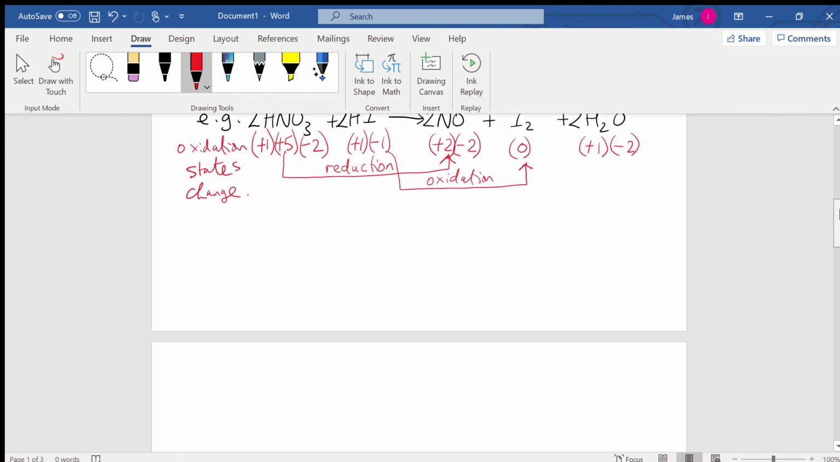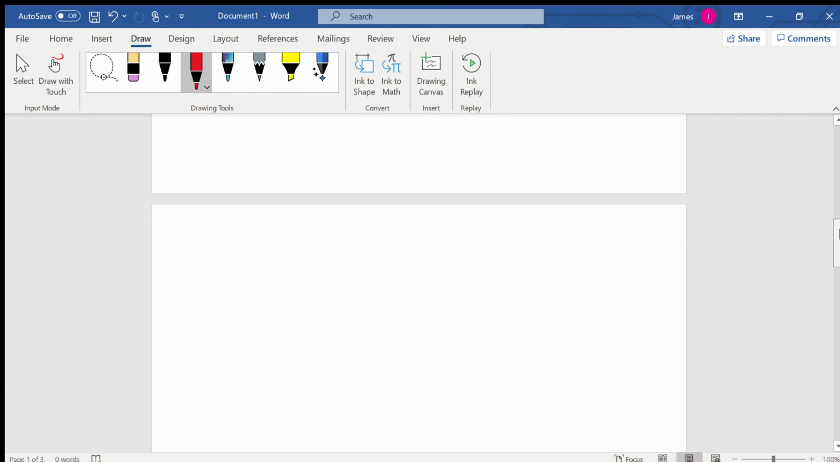Okay, moving on. So we said redox is a very common type of reaction. Let's look at another example of redox. I'll give it another name, but I'll show you it's also redox. So combination.